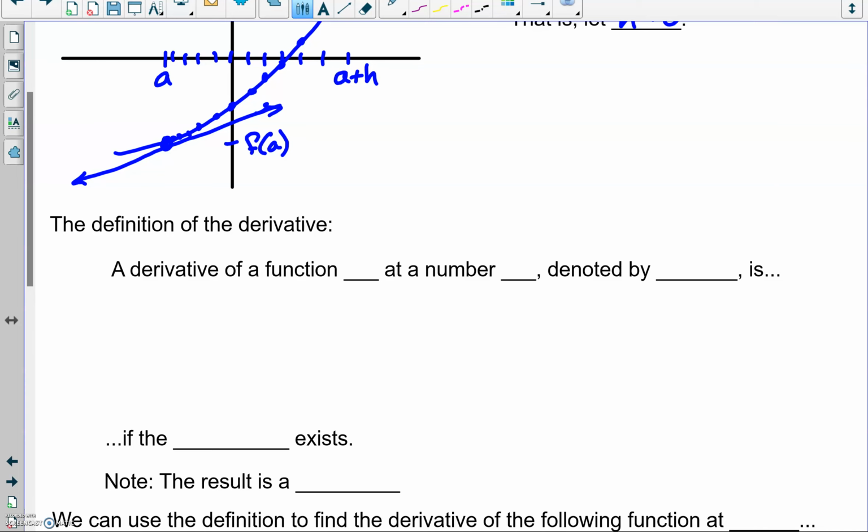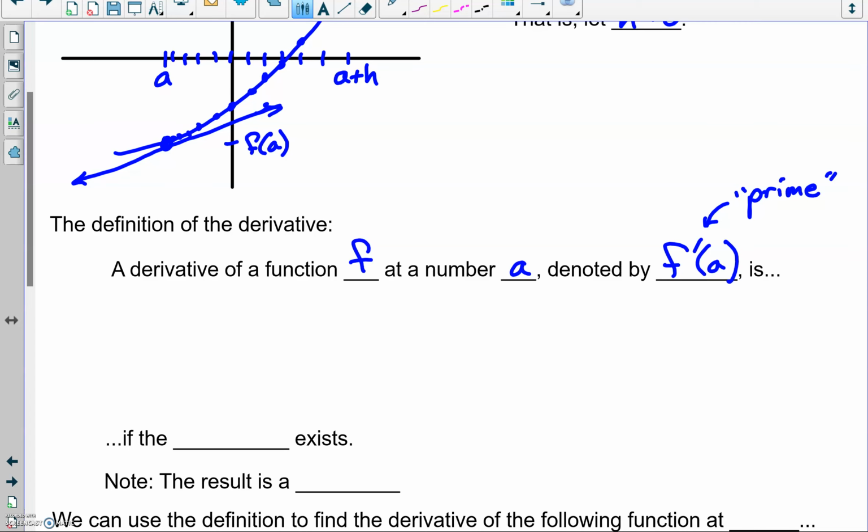So then the definition of the derivative using this new a and a plus h notation is going to be as follows. The derivative of a function f at a number a, denoted by f prime of a. So this is now going to be your derivative notation. That little symbol there is prime. It looks like an apostrophe in English. Really, if you're typing it, it's an apostrophe in English. But in math class, calculus, we now are going to say this is f prime of a.